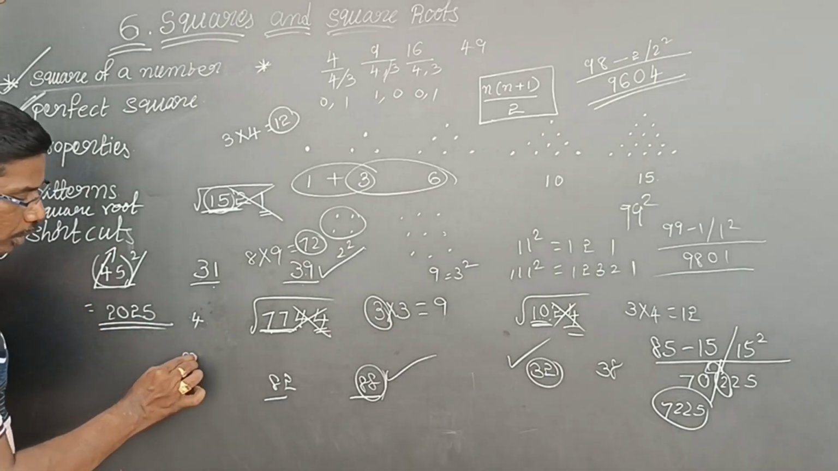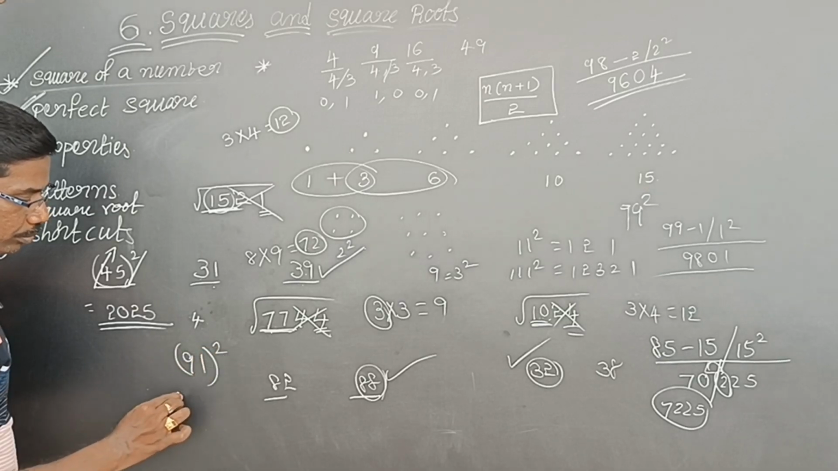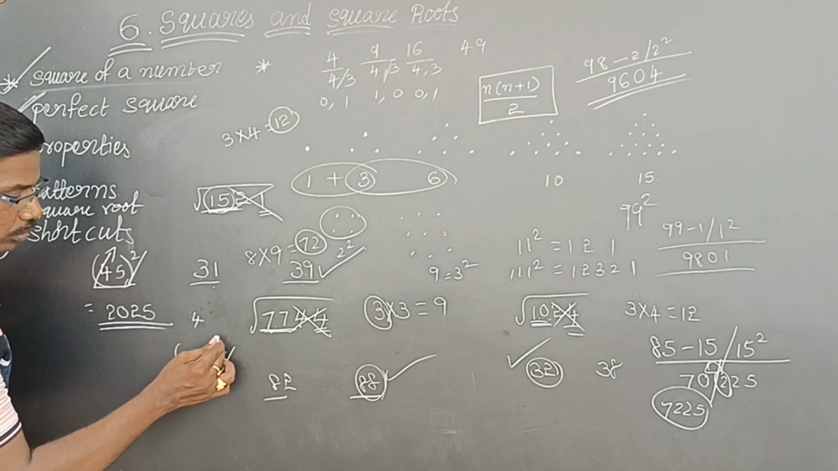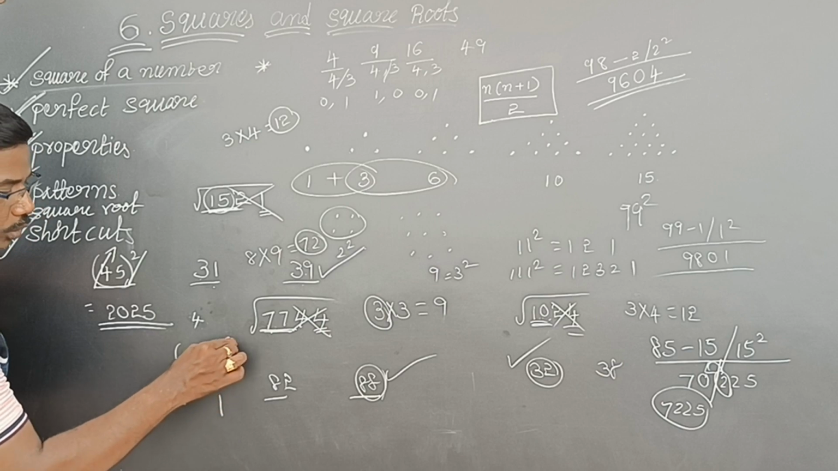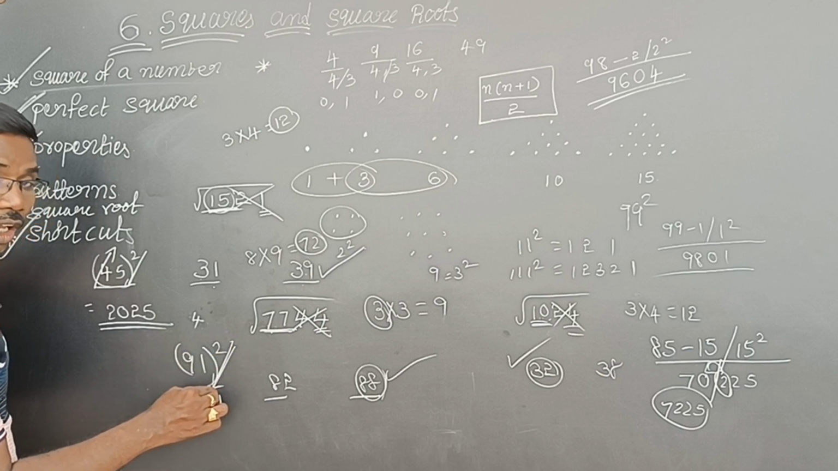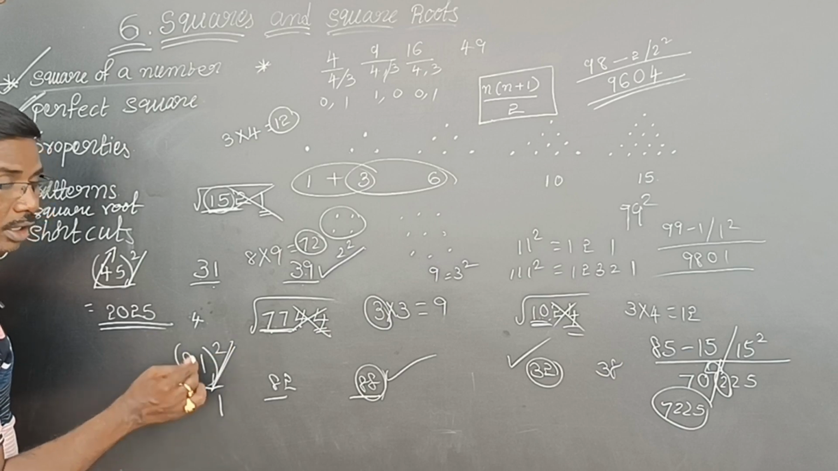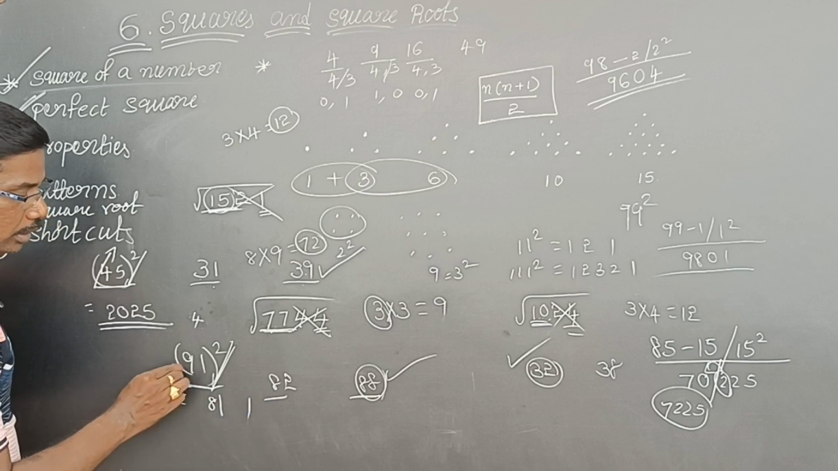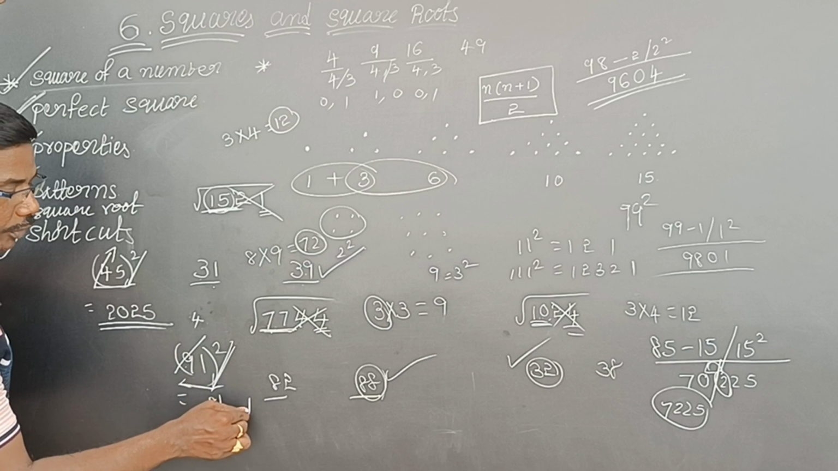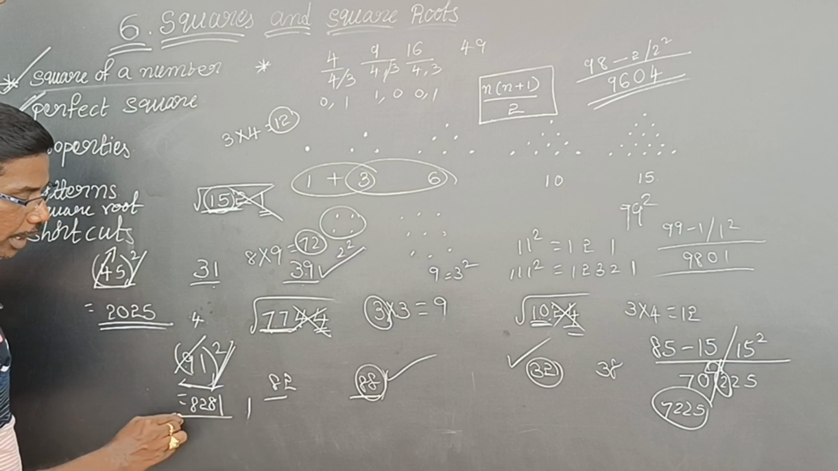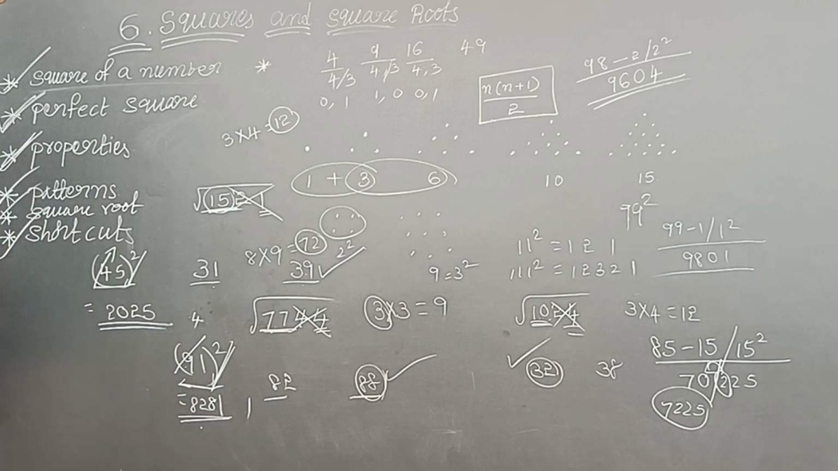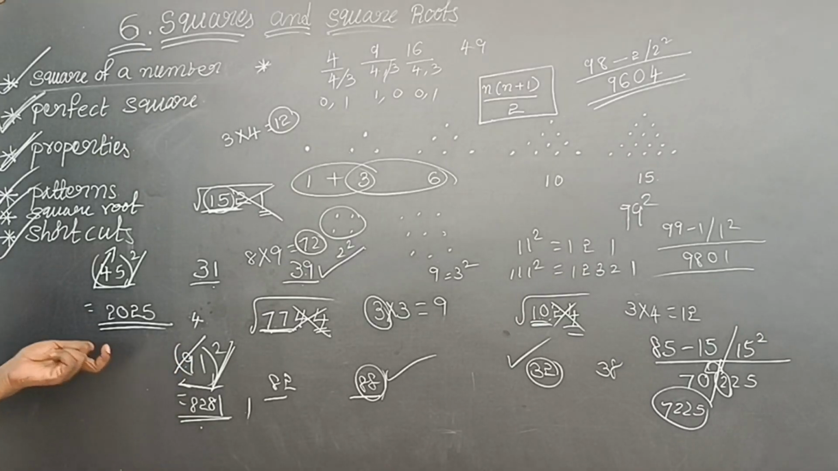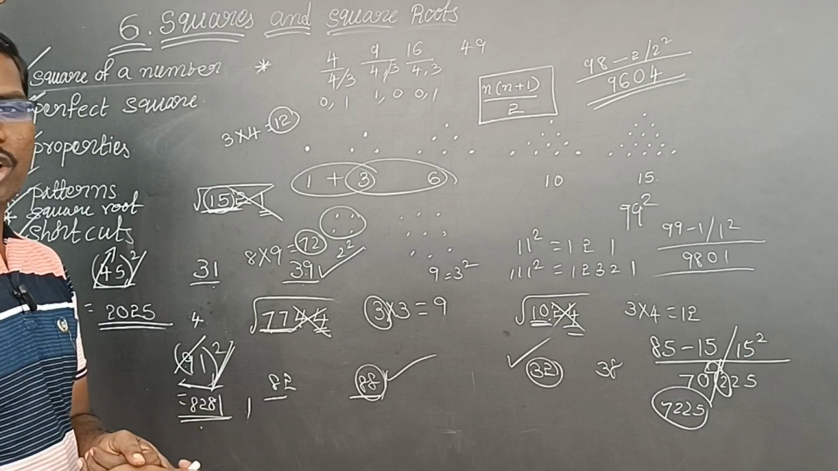Sir, you do one more. Okay, I'll do 91 square. So 1 square means 1. Next, 1 into 2. 1 2s are 2. 2 9s are 18. So 1 will be there. Next, 9 square is 81. 81 plus 1 is 82. So the answer is 8281. So 8281 is the 91 square. Like that you can do this method very easily for any square number.